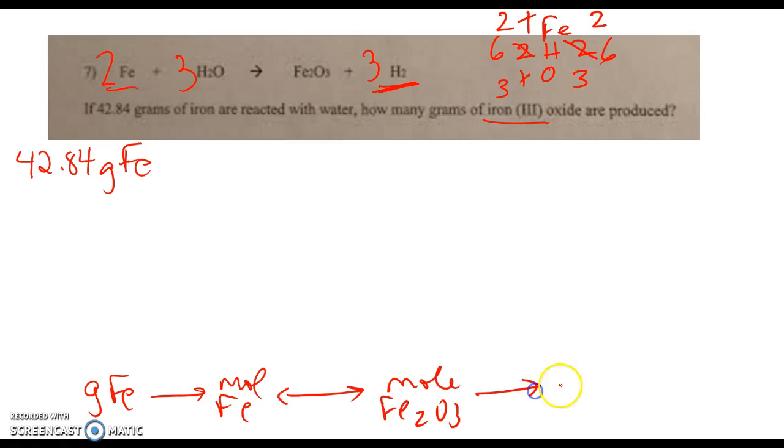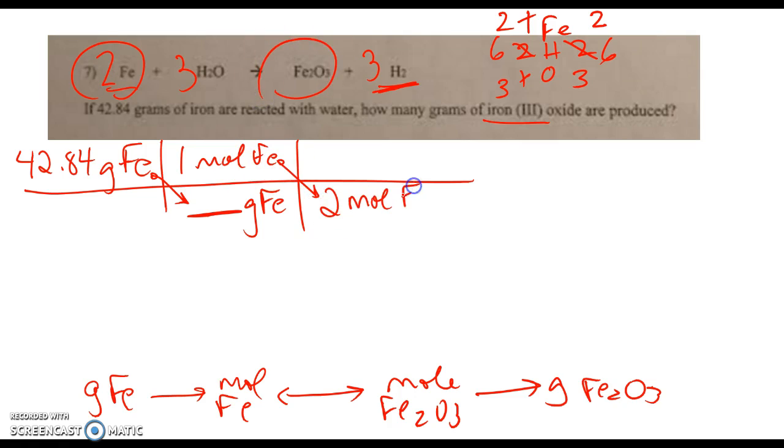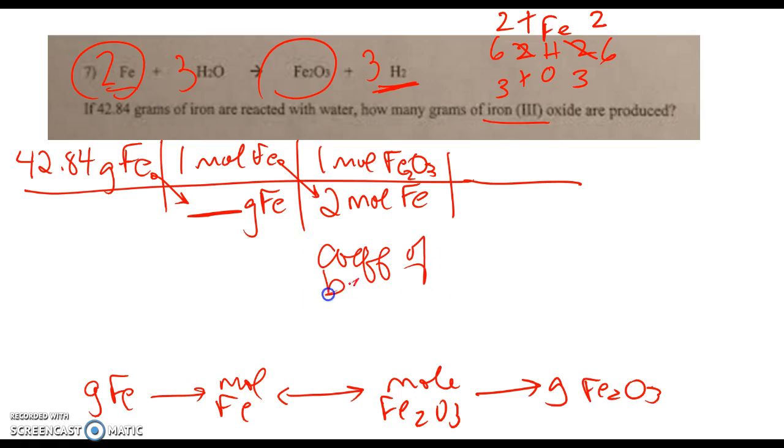And from moles of iron oxide, we get to grams of iron oxide using the molar mass. Remember, this unit's going to come down. So I'm going from grams of iron to moles, so many grams of iron in 1 mole, using the molar mass. Now, if I look at my coefficients of the balanced equation, 2 moles of iron for every 1 mole of iron oxide. That's the coefficients of the balanced equation.